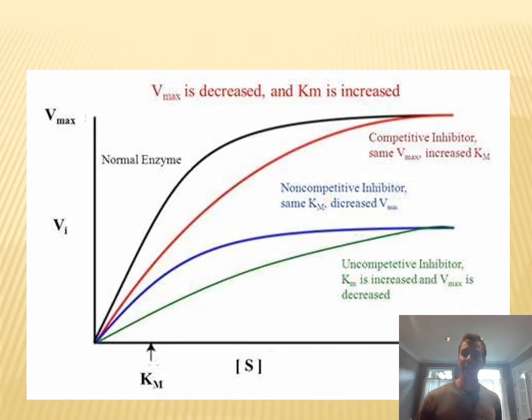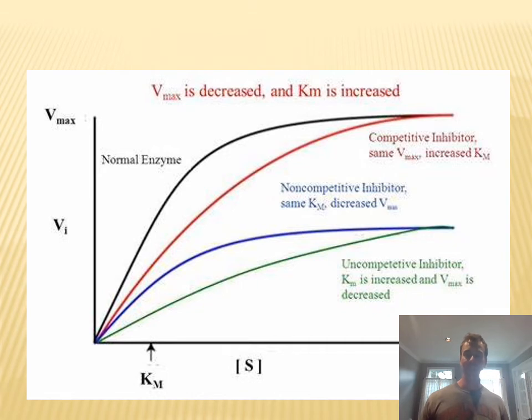Here's what the Michaelis-Menten curves look like for all these. If we have our normal Michaelis-Menten curve without any inhibitor, you can see here the Km is the substrate concentration at half the Vmax for the normal enzyme. If we add a competitive inhibitor, it essentially shifts the curve to the right, but as you add more and more substrate, you can overcome that and you end up with the same Vmax.